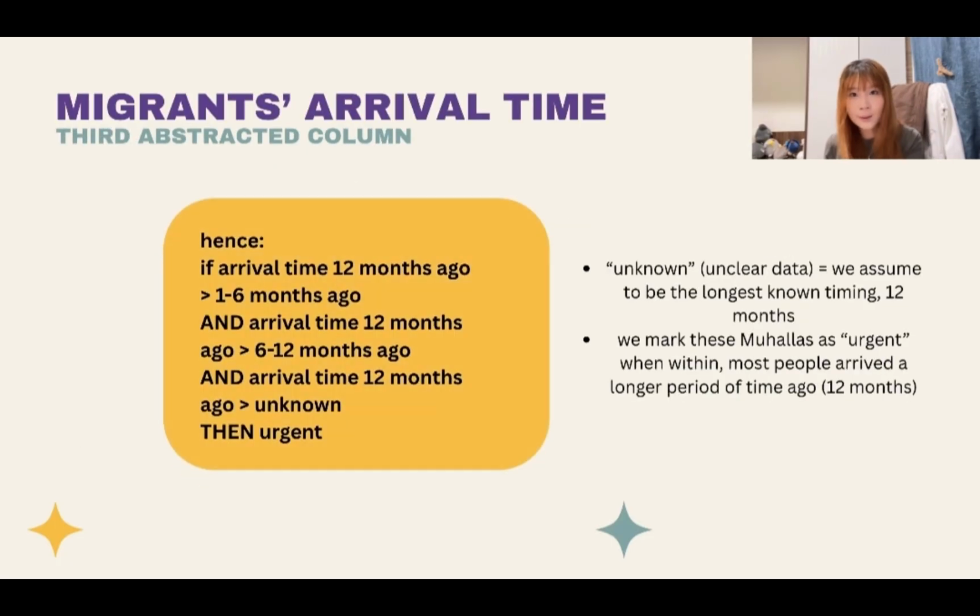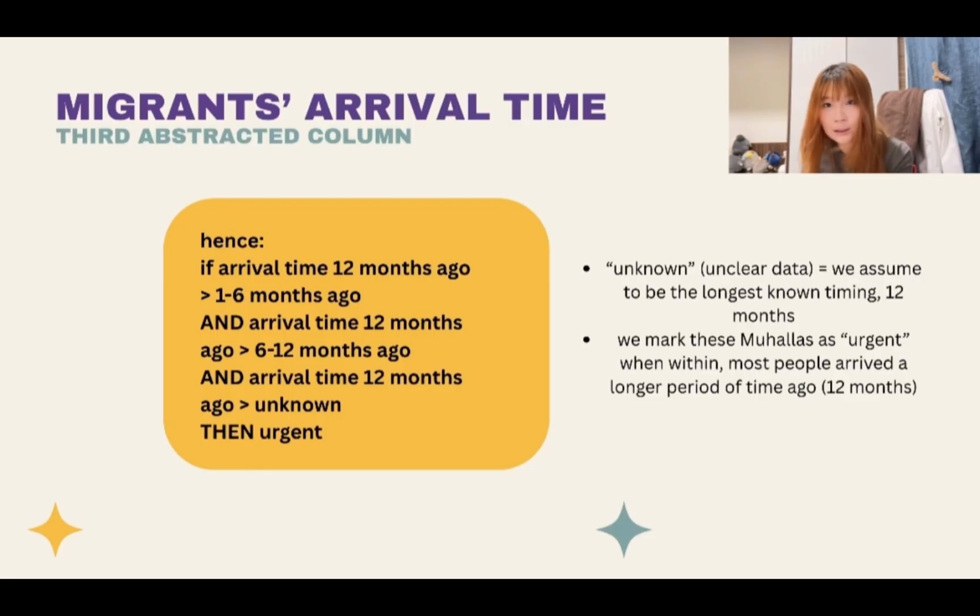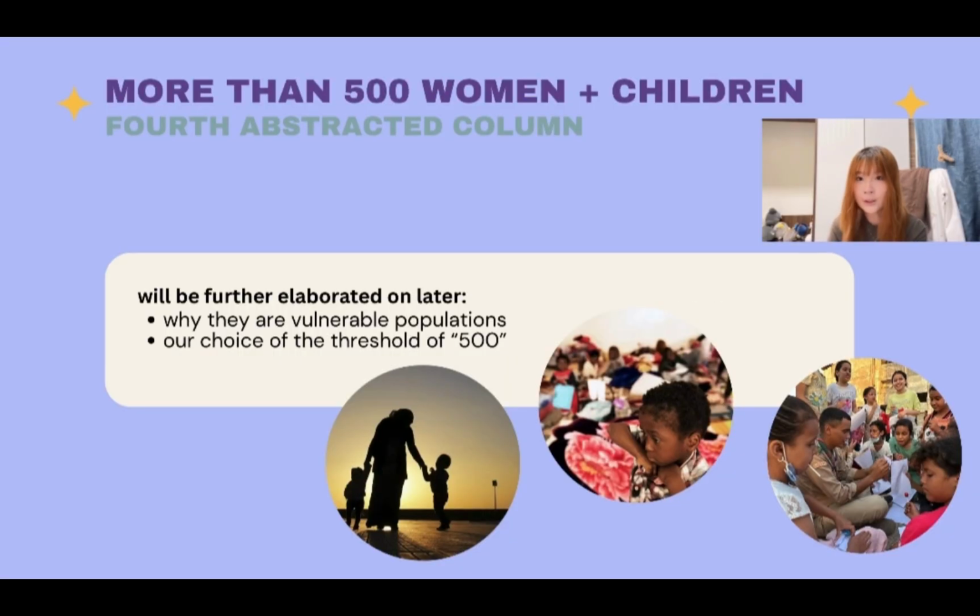Thus, we decided to make migrants' arrival time our third abstracted column and mark these muhallas as urgent if there are more people who have arrived more than 12 months ago. This means we prioritize those who have suffered the most in these crises. Unfortunately, some of our data is unclear, so we decided to mark them as the longest possible time, which is more than 12 months. For our fourth abstracted column, which is more than 500 women and children in the migrant population, we will elaborate later on why this is significant and why we chose this threshold for these vulnerable populations.